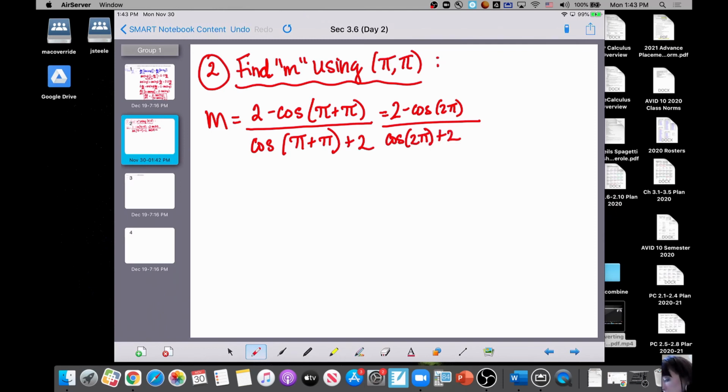Well, the cosine of 2 pi is 1, right? On the unit circle, 2 pi is at 0 and at 2 pi, it's the start of the unit circle. The ordered pair there is (1, 0). Cosine is the x value, or 1. So in my numerator, I have 2 minus 1, and in my denominator, I have 1 plus 2. 2 minus 1 is 1, 1 plus 2 is 3. So the slope of my tangent line is 1/3.